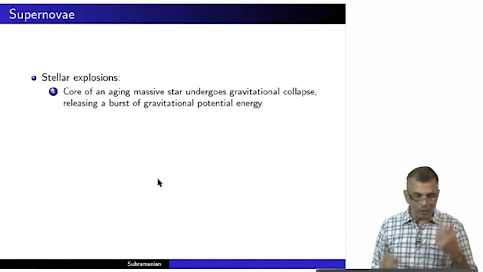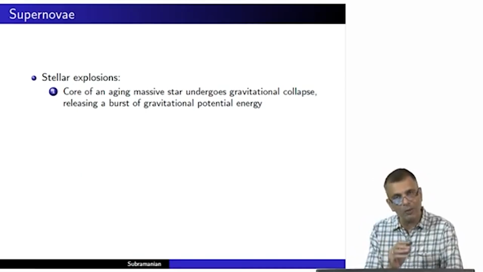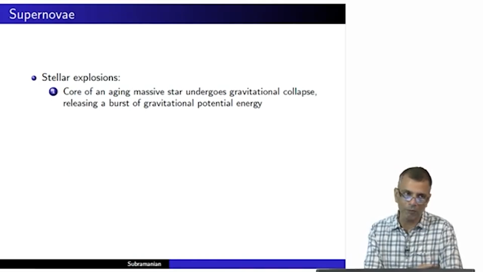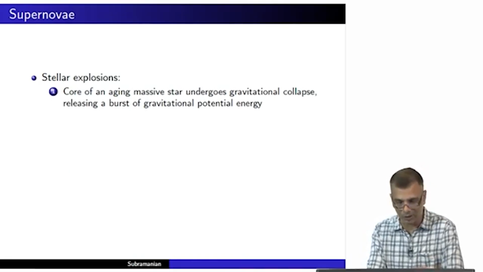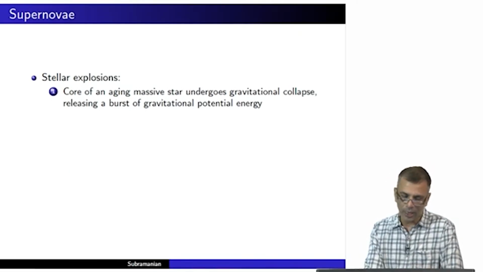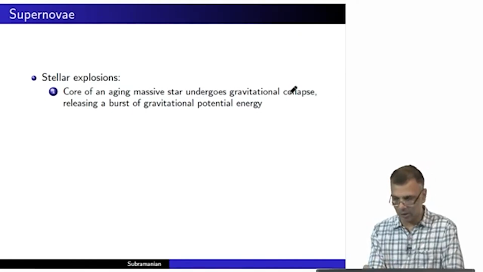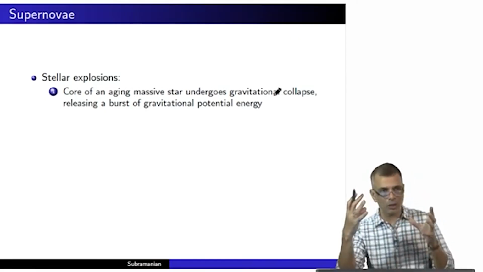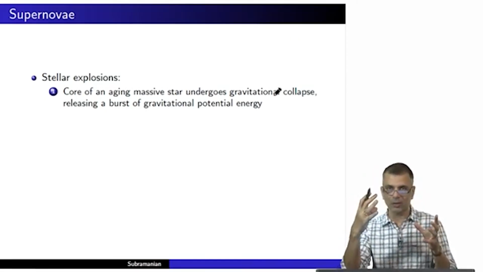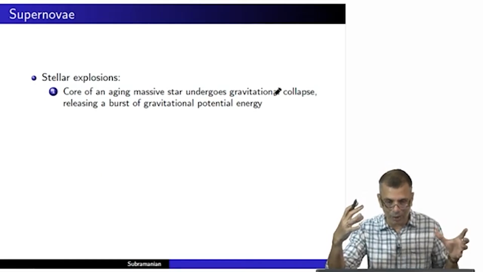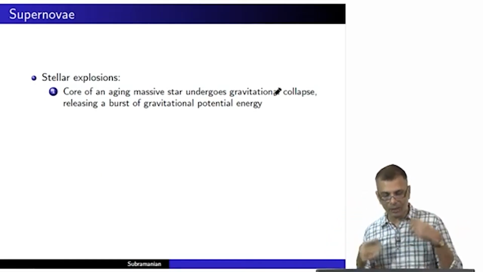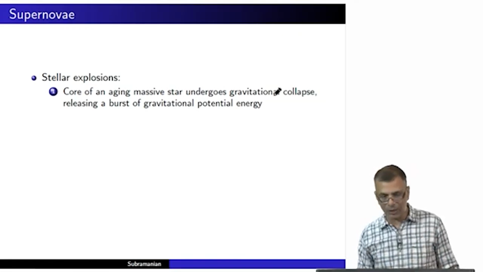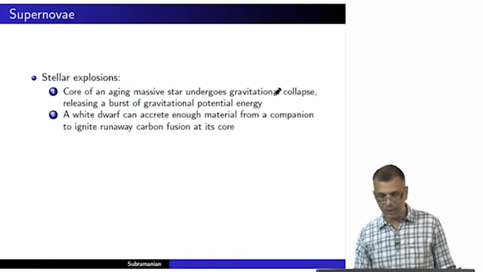And so during such a phase, and this can happen only under certain very specific conditions for certain very specific initial masses of the stars, but it happens quite often. And so what happens is it undergoes gravitational collapse. Okay, so the core cannot resist gravitational collapse, and it collapses. And in the process of collapse, it releases a burst of gravitational potential energy.